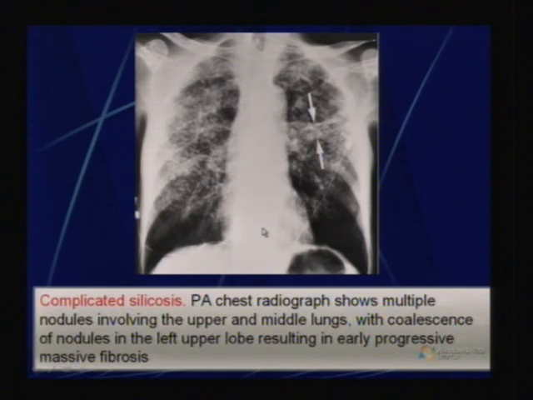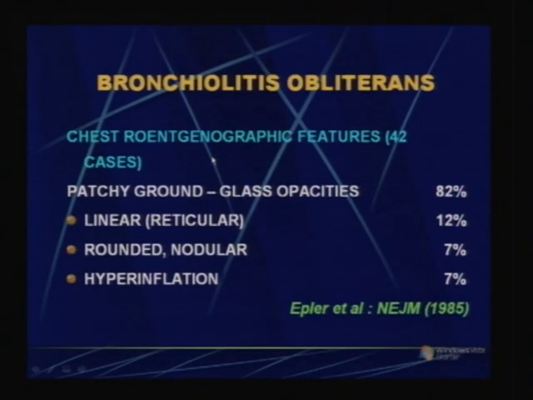Multiple nodules which are involving the upper and the middle zones, as we mentioned earlier. If the disease mainly involves upper and the middle zone, then it is highly suggestive of sarcoidosis and silicosis and other conditions. Bronchiolitis obliterans can also be diagnosed on plain X-ray chest by patchy ground glass opacities.